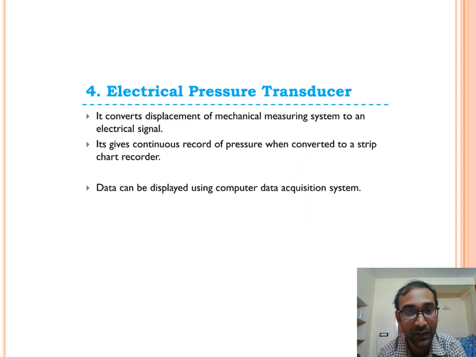An electrical pressure transducer converts the displacement of the mechanical measuring system to an electrical signal. It gives a continuous record of pressure. When converted to a strip chart or recorder, the data can be displayed using a computer data acquisition system.